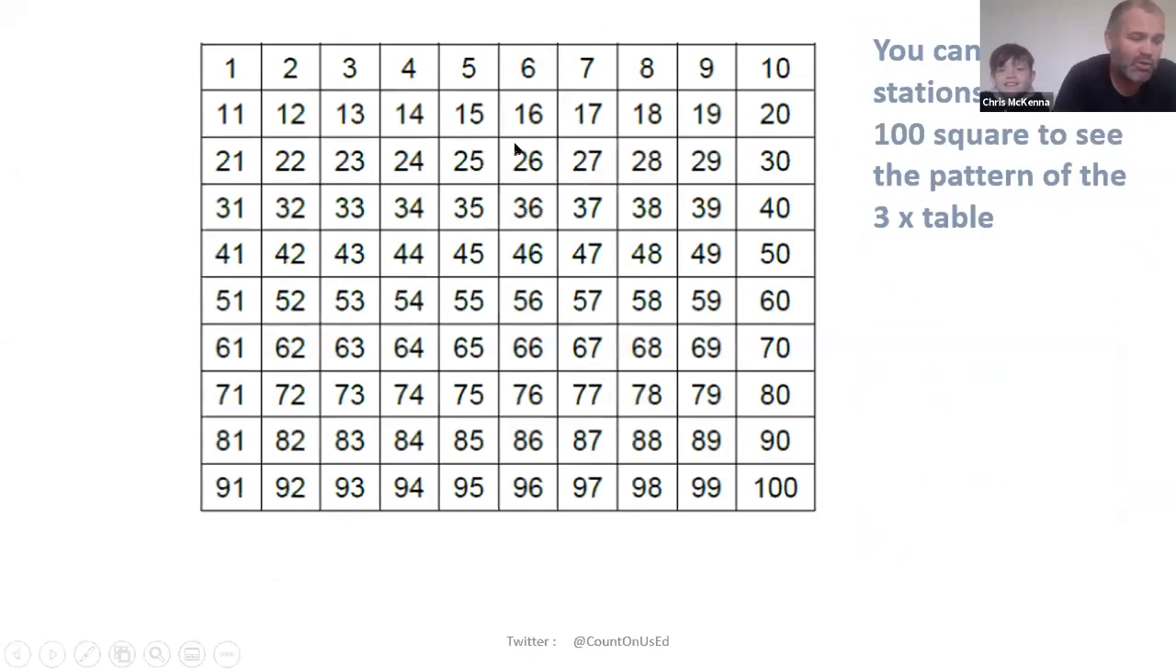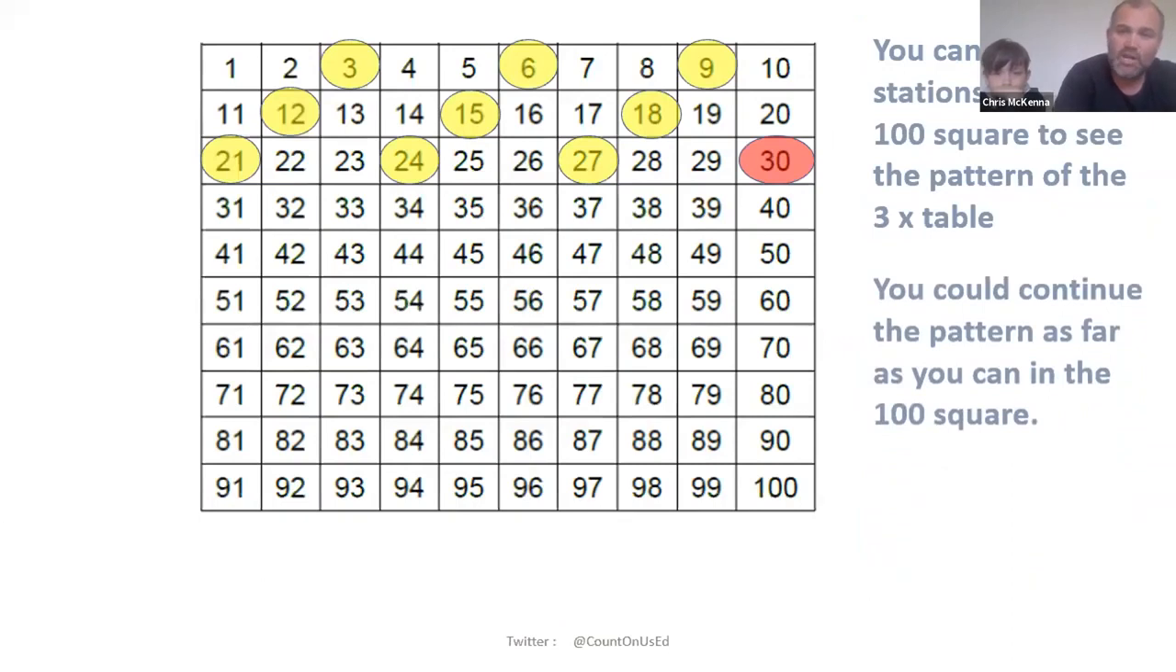Okay, another thing we can also do is look at our skip counting in 3s, or the stations of the 3 times table on the 100 square. So if I start to map this out, we can say 3, 6, 9, 12, 15, 18, 21, 24, 27, 30. And I've stopped at the 10th station here, just to have a wee breather and say, well, now you could continue the pattern as far as you can in the 100 square.